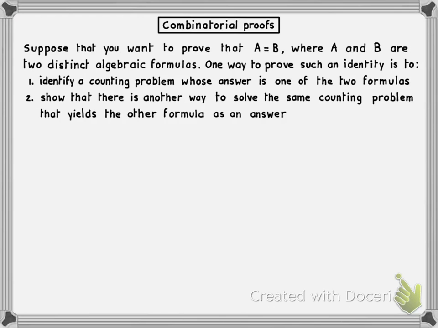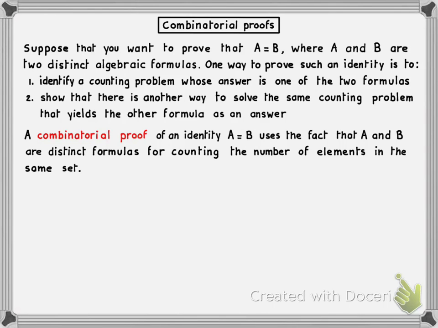So to summarize the argument, by definition, a combinatorial proof of the identity A equals B uses the fact that the formulas A and B are two distinct formulas, or two different ways of counting the same number, namely the number of elements in a given set S. And the set S is one that you have to determine in the process of writing the proof.